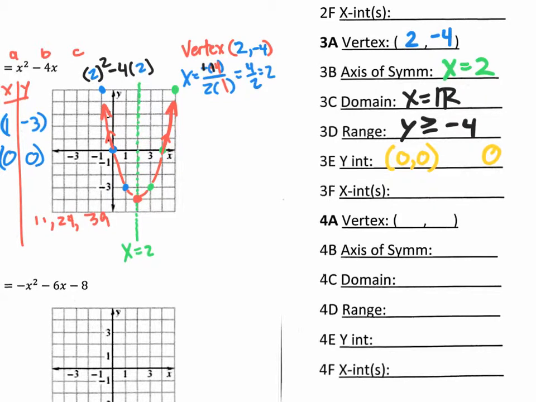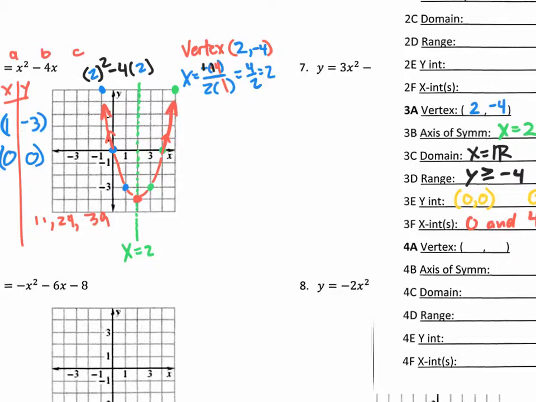Now, how about the x's? Where does it cross the x-axis, the x-intercepts? 4 and 0, right? Here's your x-axis. The parabola crosses here and here. It crosses at those two locations, x equals 0 and x equals 4. So you could give coordinates if you want. You could say 0, 0 and 4, 0. Or you could just say the x-intercept is 0 and 4. It's totally up to you. I'm just going to say 0 and 4 because it crosses the x-axis at 0 and at 4. And that's about it for number 3.